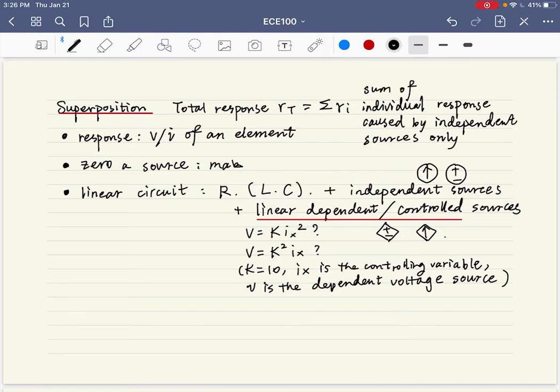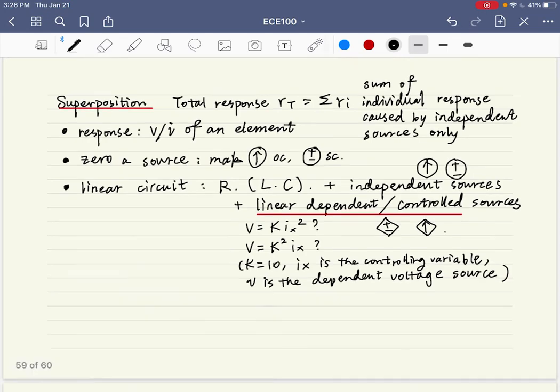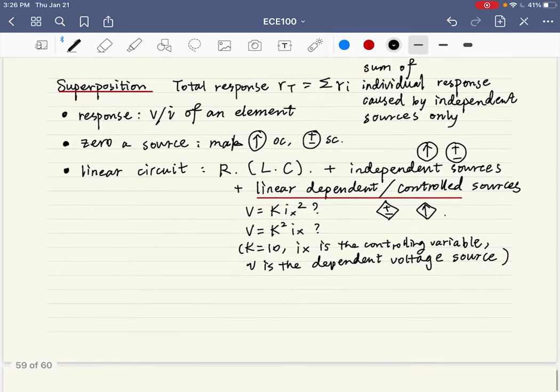And the superposition principle only applies to linear circuits, which means that it only consists of linear elements like resistance, and we'll cover in the future the inductor and capacitor, as well as independent sources. And controlled sources are also allowed, but make sure that they are linear controlled sources. What is a linear controlled source?